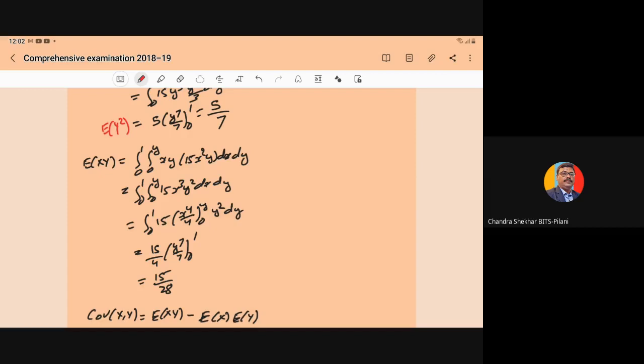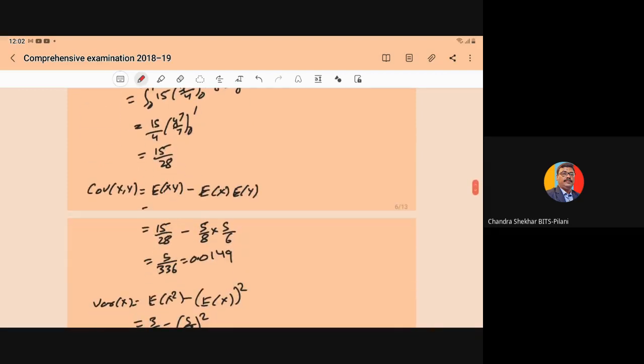15x square y dx dy. So this will become the integral 0 to 1, integral 0 to y, 15 x cube y square dx dy. So integral 0 to 1 of 15 x to the power 4 upon 4 into y square dy, limit 0 to y, or 15 upon 4 y to the power 7 upon 7 into limit 0 to 1, and it will give you 15 upon 28.